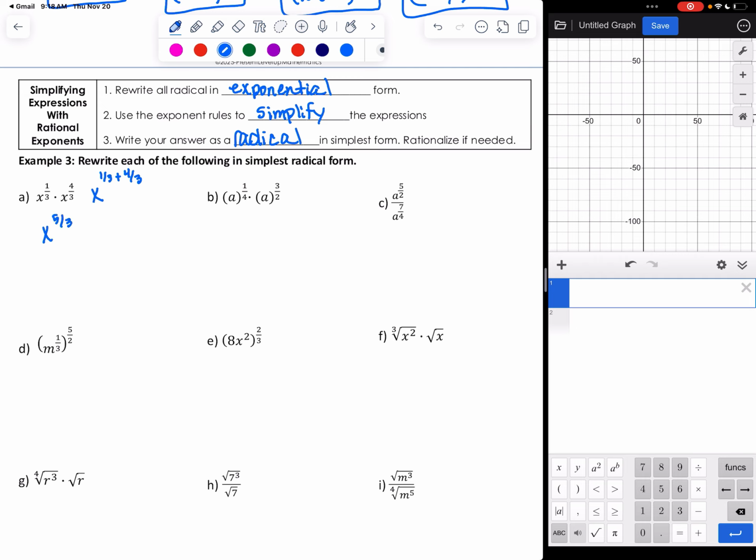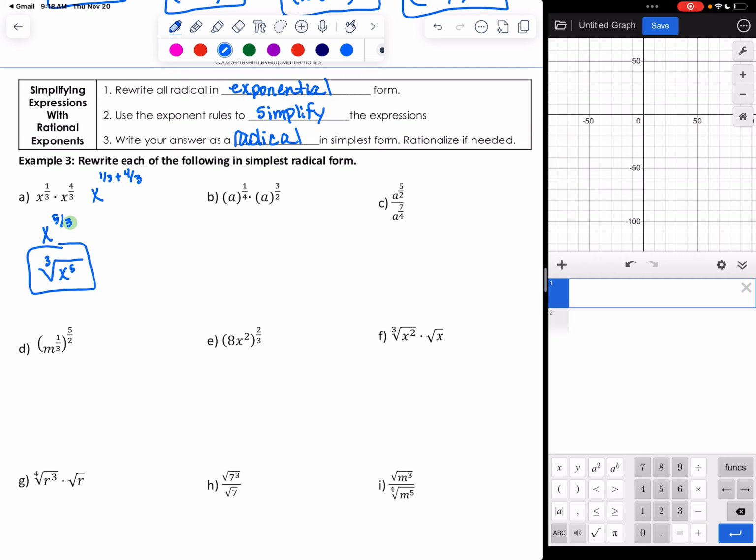Now that's not your final answer. Look at step 3. Write your answer as a radical in simplest form. So to write my answer as a radical in simplest form, I would notice that my denominator is 3, and I would use a cube root to simplify this. So this is the cube root of x to the 5 power.